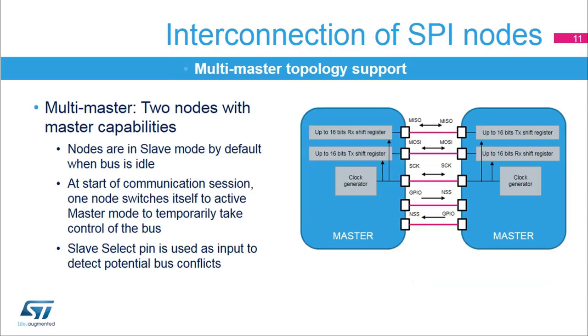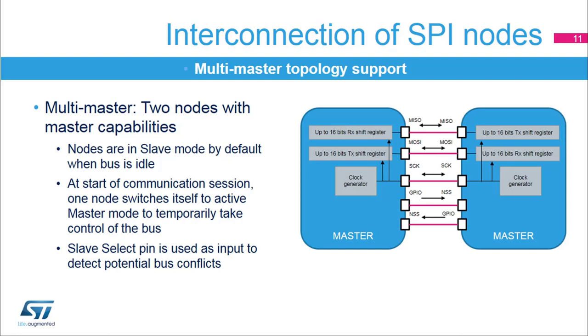An SPI network can also operate in a multi-master environment. This mode is used to connect together 2 master nodes exclusively. By default, both nodes are in slave mode, as long as the network is idle. When one node wants to take control of the bus, it switches itself into master mode and asserts the slave select signal on the other node through a GPIO pin.